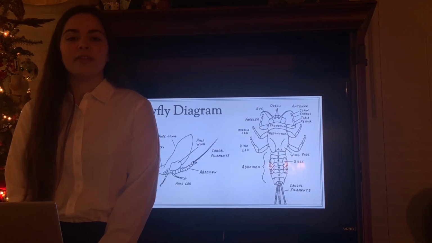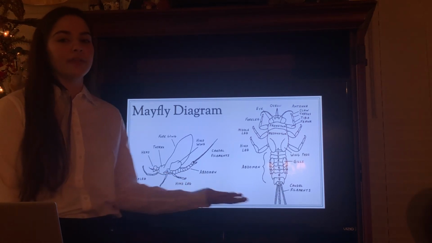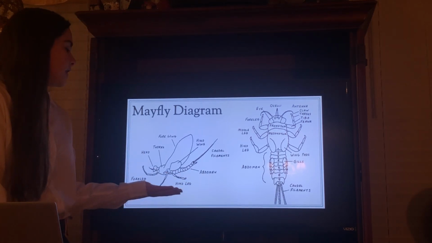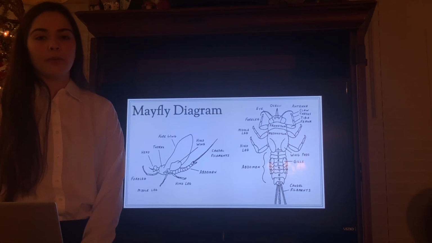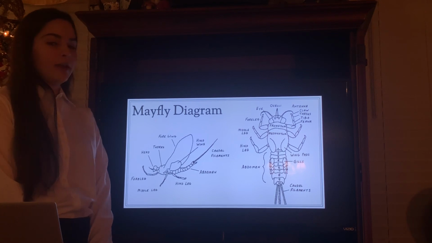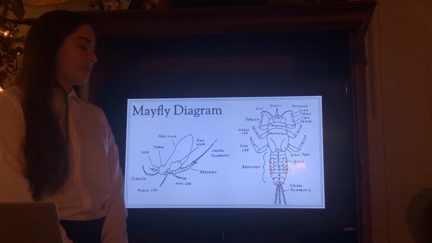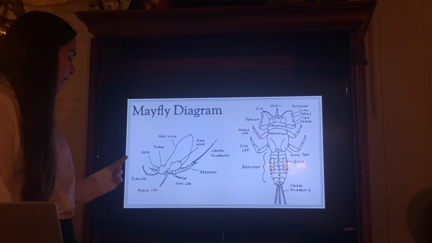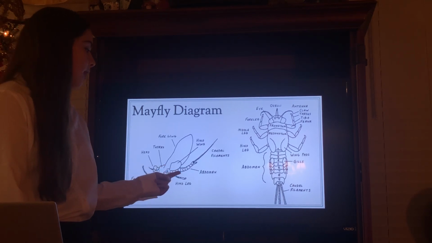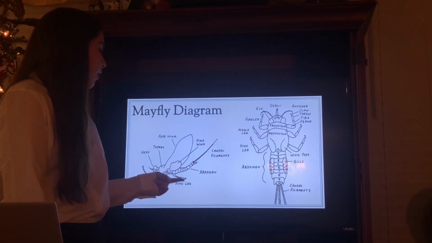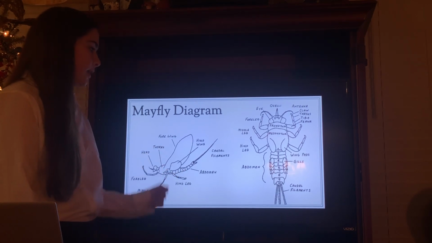Diagram of a mayfly. To get to know mayflies a bit better, I'm going to be going over a diagram of their adult form and their nymph form. The adult form of a mayfly is rather simplistic because they only live for one day. In fact, the adult mayfly doesn't even have functioning mouth parts or a functioning digestive system. The adult mayfly has a head, foreleg, middle leg, hind leg, thorax, abdomen, and cerci. They also have forewings, and some mayfly species have hind wings.